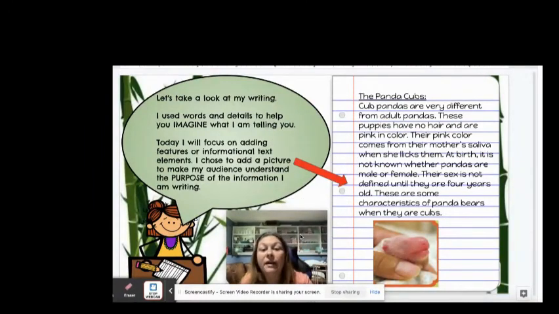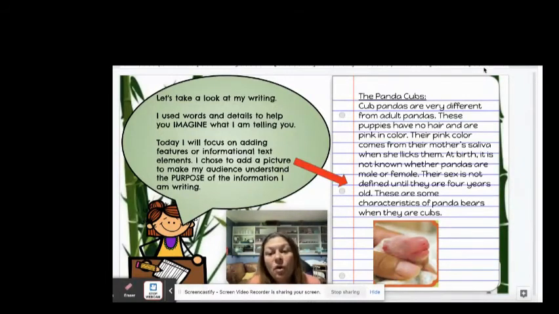Let's take a look at my writing piece. I used words and details to help you imagine what I am telling you. Today, I'm going to focus on adding features or informational text elements. I chose to add a picture to make my audience understand the purpose of the information I'm writing. So I opted to put a picture of a baby cub when it's still pink.